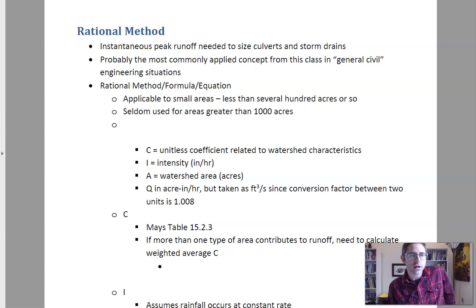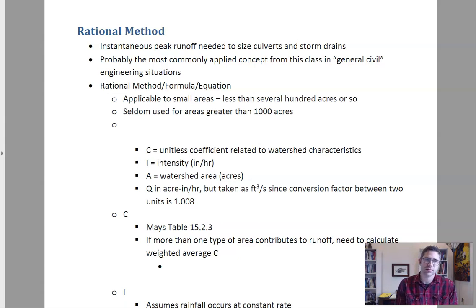So today we're going to talk about the rational method. This is a very simple approach that is very commonly used in civil engineering, and the primary purpose of it is to calculate the peak runoff so that we can size culverts and storm drains.